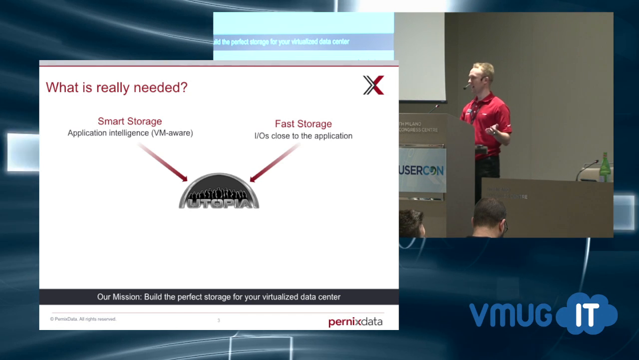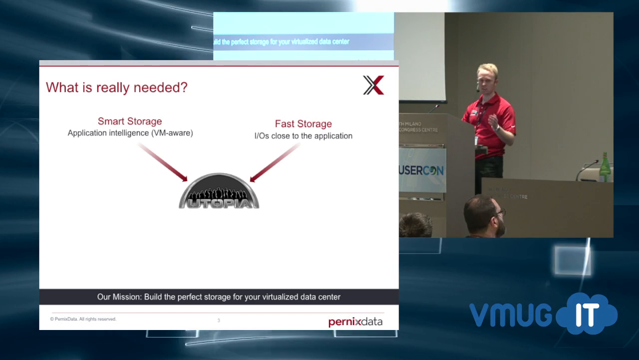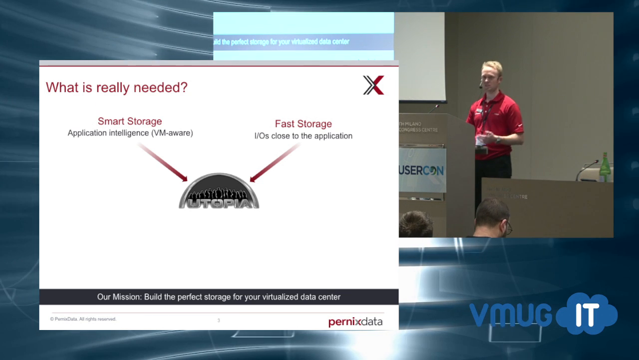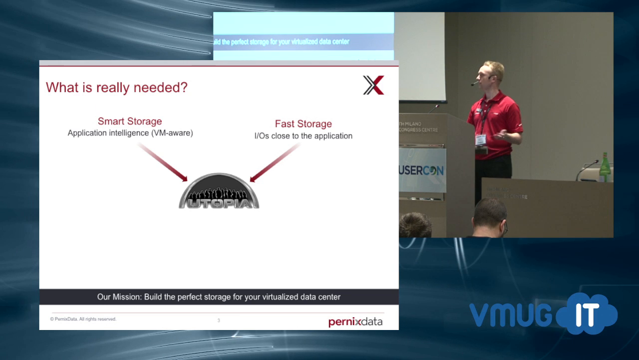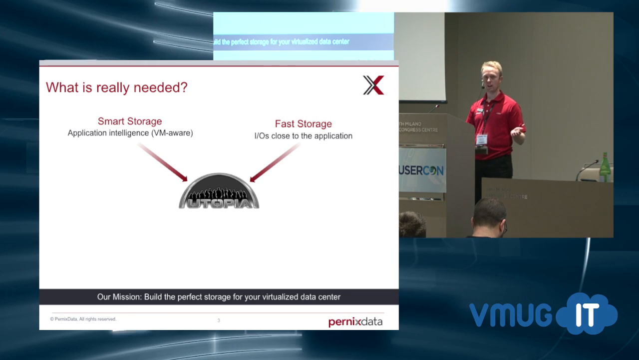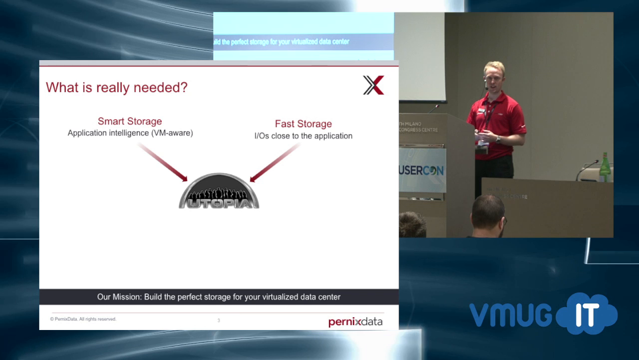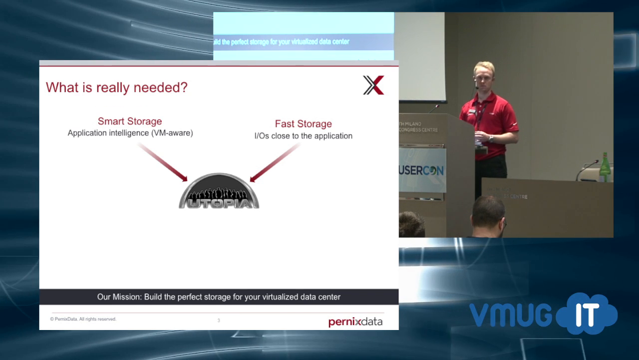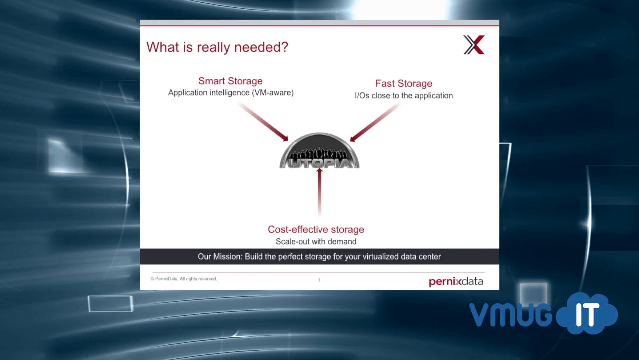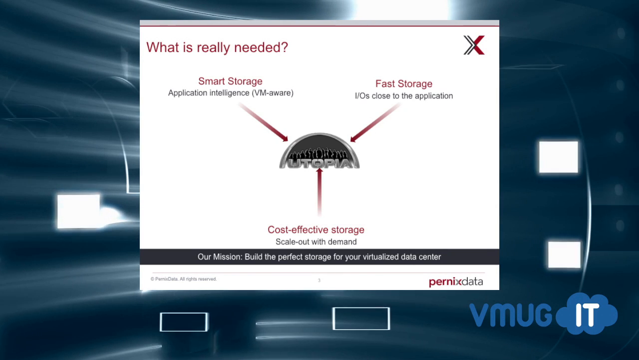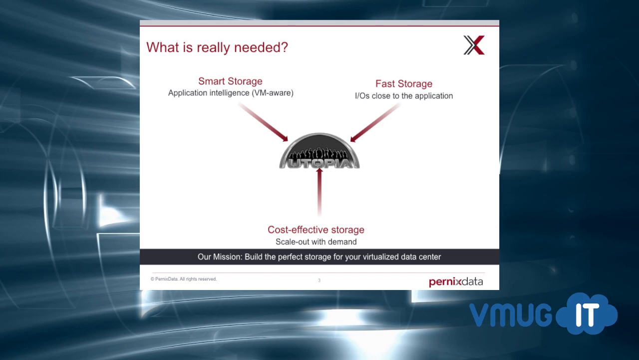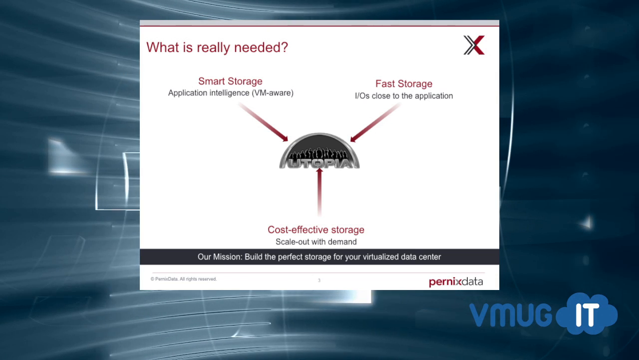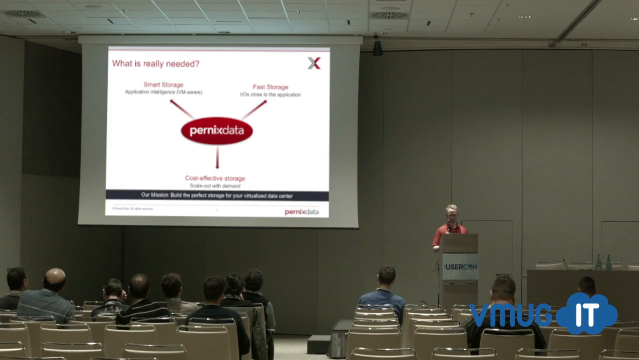Of course, it needs to be fast. You need low latency, high IOPS, something as fast as it can be. Maybe even faster than Flash. How do you like that? Would you like something even faster than Flash? Today, I will give you faster than Flash performance. And of course, it has to come at the right cost. It has to scale with your demand, and it has to come at the right cost for your application and for your infrastructure.